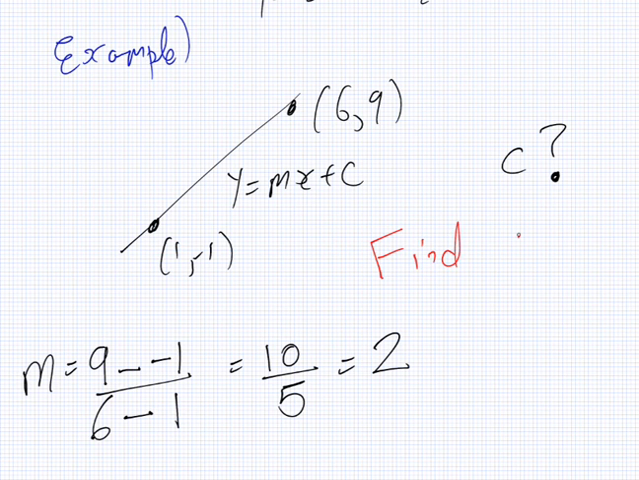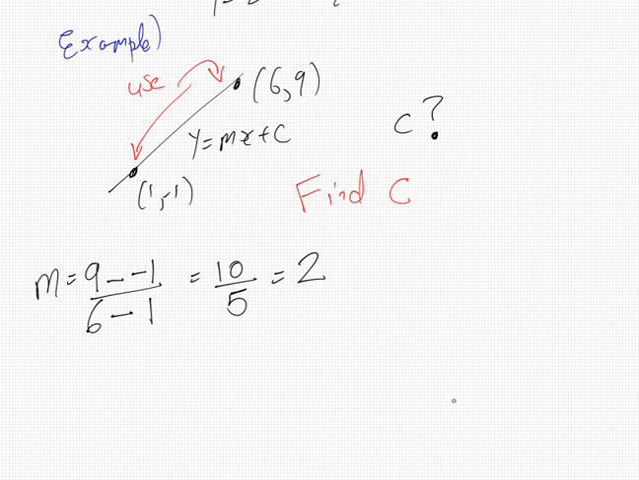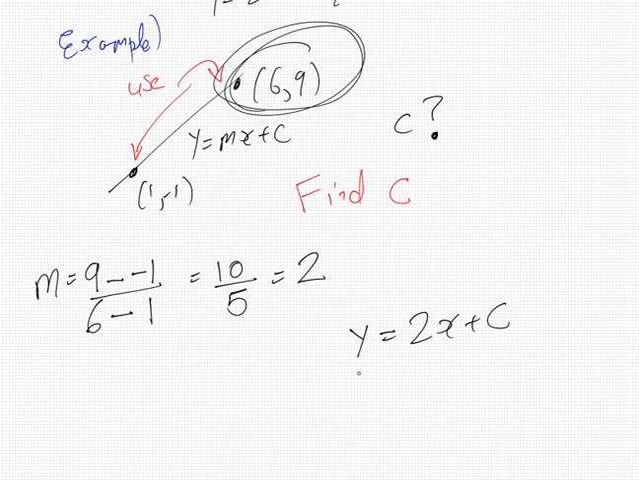If you want to find c, you need to use one of these points. It doesn't matter which one. Pick a point. Which one will we use? Let's use 6, 9, since there's no minus in it. Yep. So, if you want to find c, by using 1 point, y equals mx plus c. I'll use this point. Doesn't matter which point. I just use 1 point.